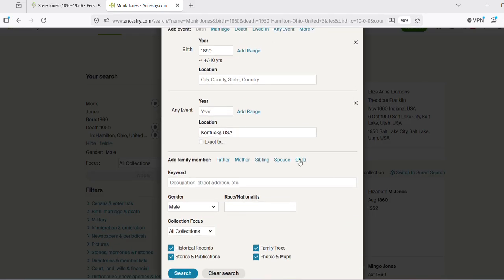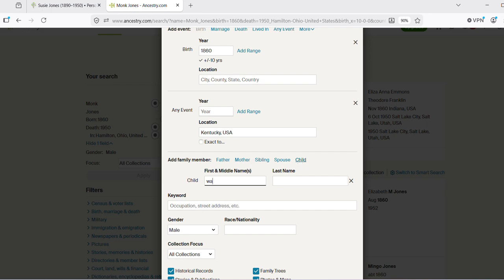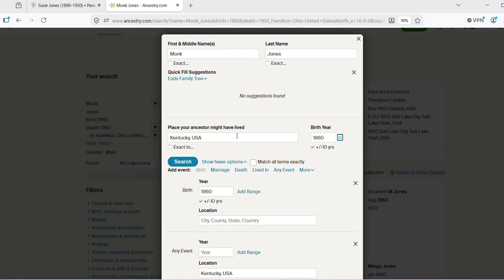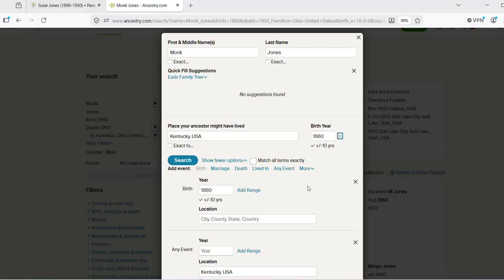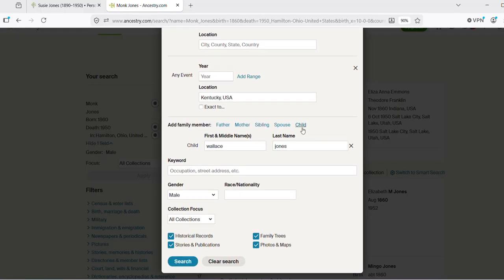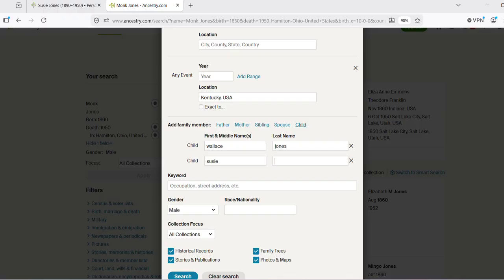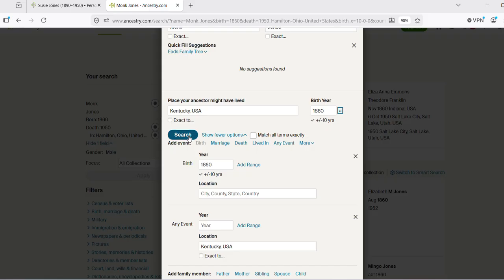Oh, and I can put child. I know he has Wallace Jones. We'll just put that one. Oh, we also know he has a Susie. And then we're going to do a search.